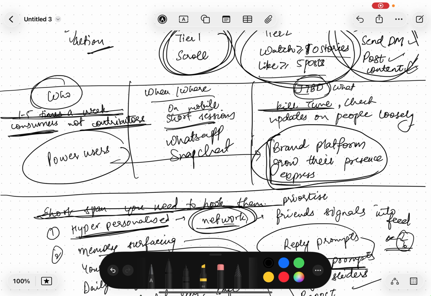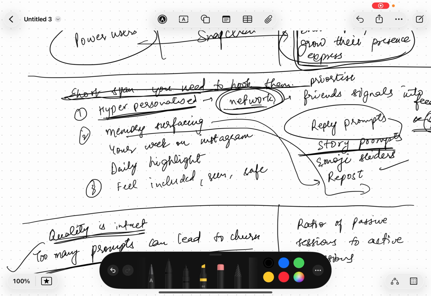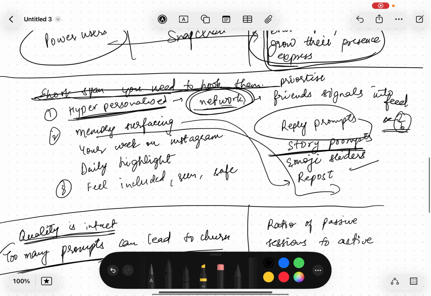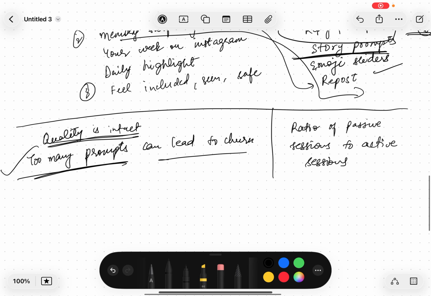And I will be focusing on the casual users as compared to the power users. I will be making things more hyper personalized, and also giving one tap solutions for them, so that it's easier for them to engage. And metrics will be to understand the ratio of whether they are still doing passive sessions or more active sessions. And the trade-offs are to make sure the quality is intact and the right number of prompts.